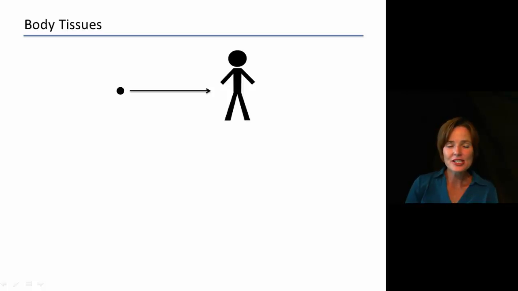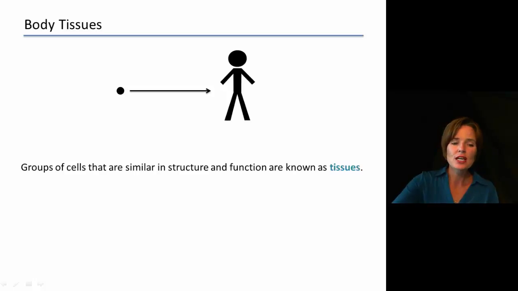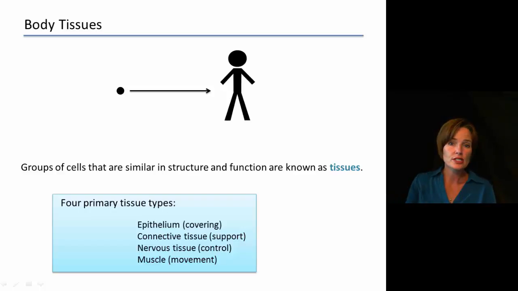We start out as a single cell that divides repeatedly to give rise to all of the cells that make up the adult body. Now, within our bodies, those cells are grouped into tissues. Tissues are groups of cells that have similar structures and similar functions to them, and we do consider 4 primary tissues in the human body.